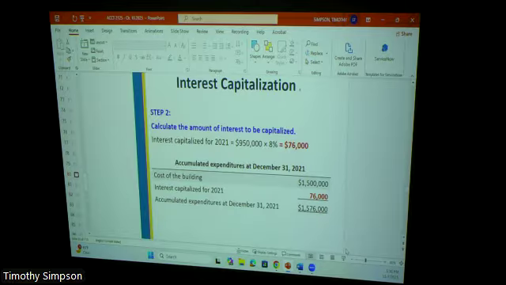So remember, the construction loan was 8%. So 950,000 times 8% is $76,000. And so we do well with that interest. We capitalize it on top of those costs. On top of that 1.5 million, we're adding 76,000 in accrued interest that we're going to capitalize as part of the cost of construction.